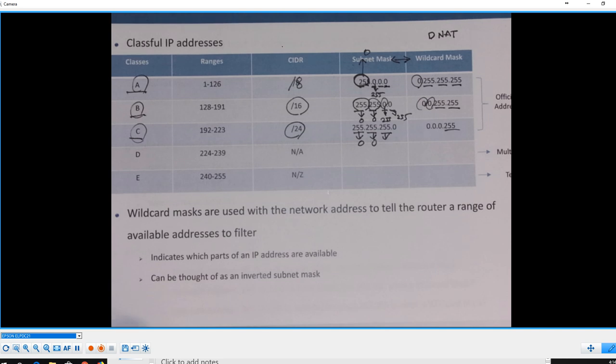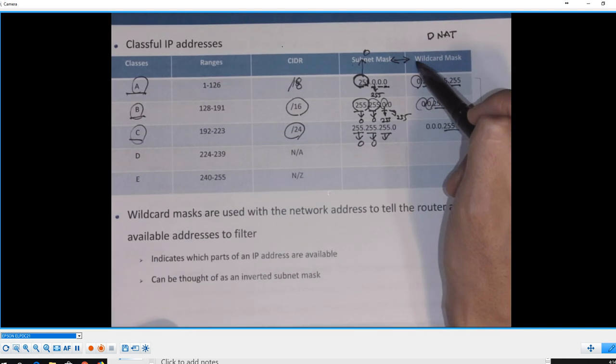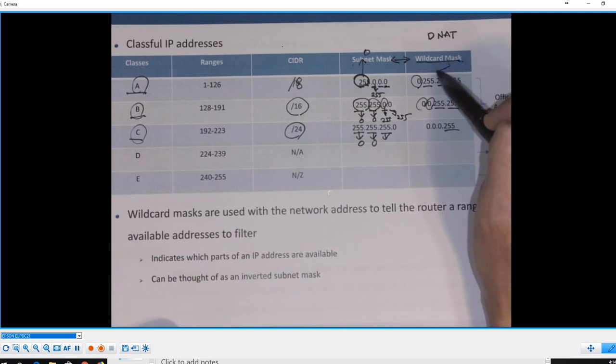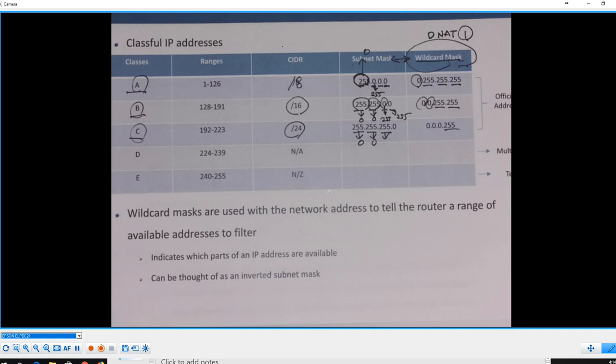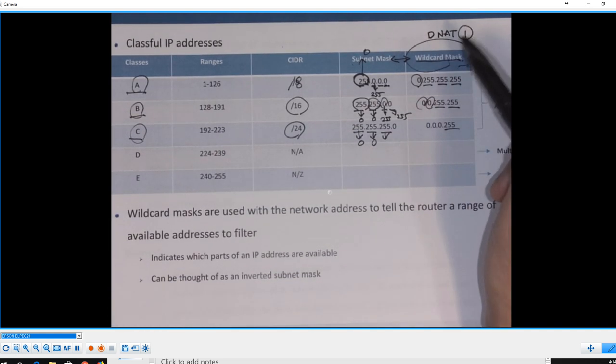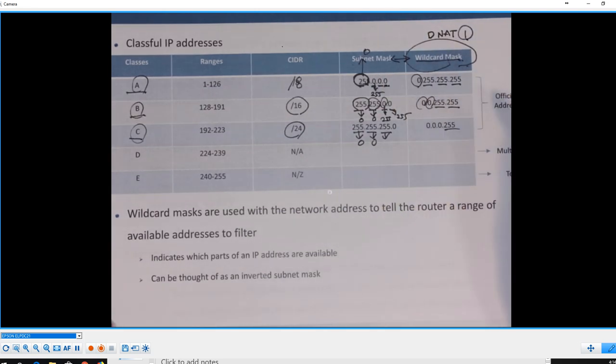Okay, so in a minute I'll explain how this wildcard mask is used. This is the new concept number 1, which is probably new to you guys. And this is another difference between static NAT and dynamic NAT.